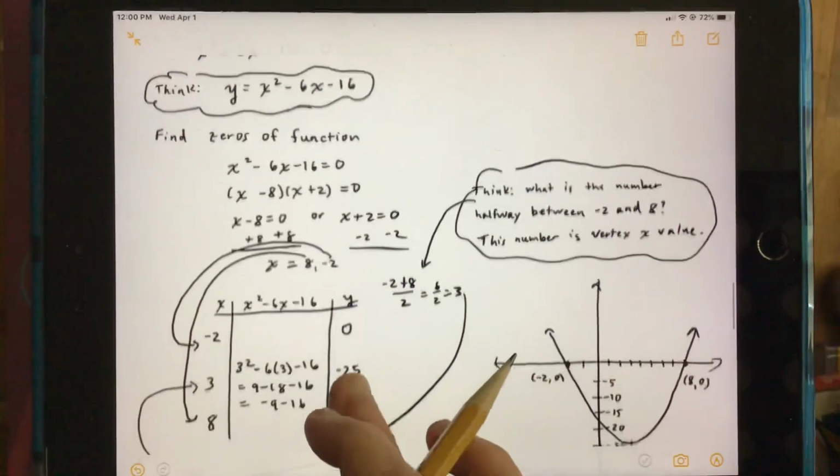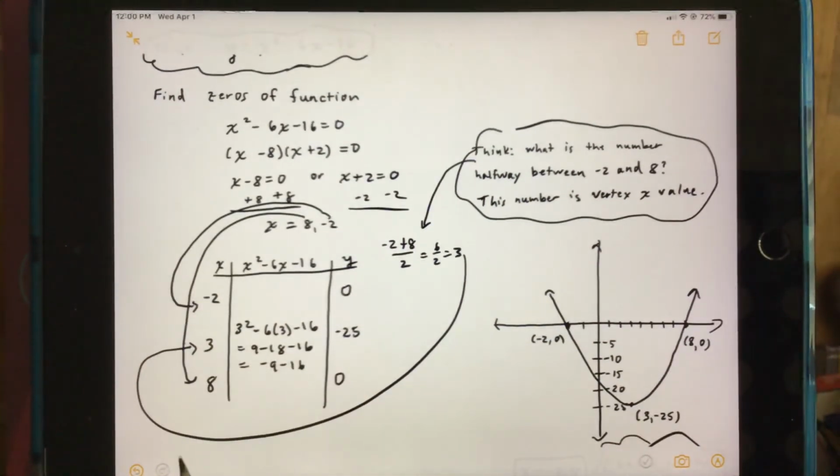Now let's see what that means on our graph. Well, to make our graph, we need a table of values.